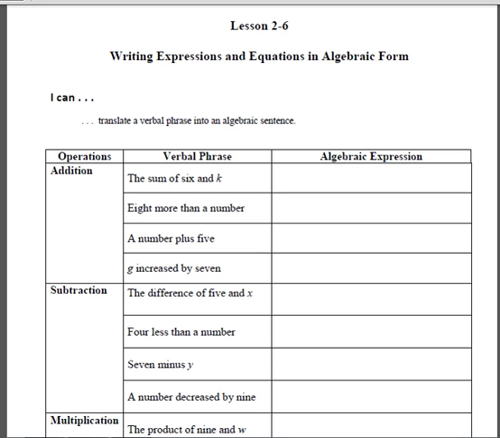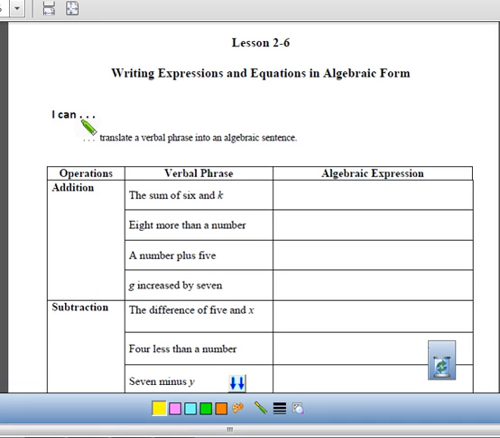Hello, welcome to the video lesson for lesson 2-6. This is about writing expressions and equations in algebraic form. This begins on page 23 from your notes in your binder. Here we go. Today's target is I can translate a verbal phrase into an algebraic sentence.